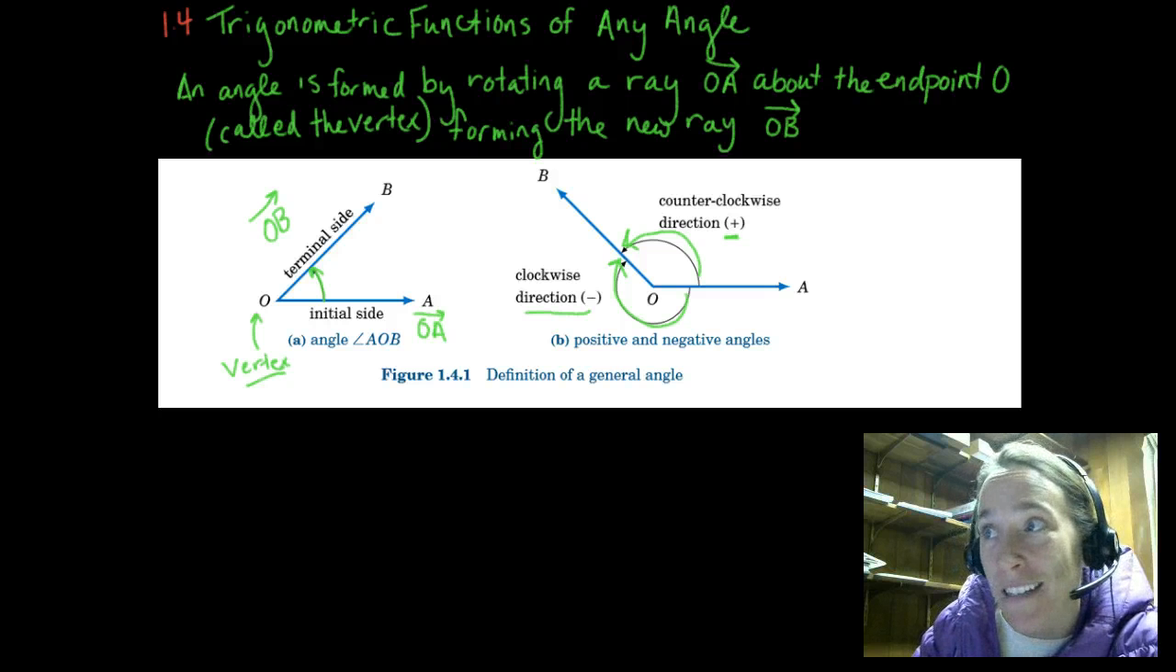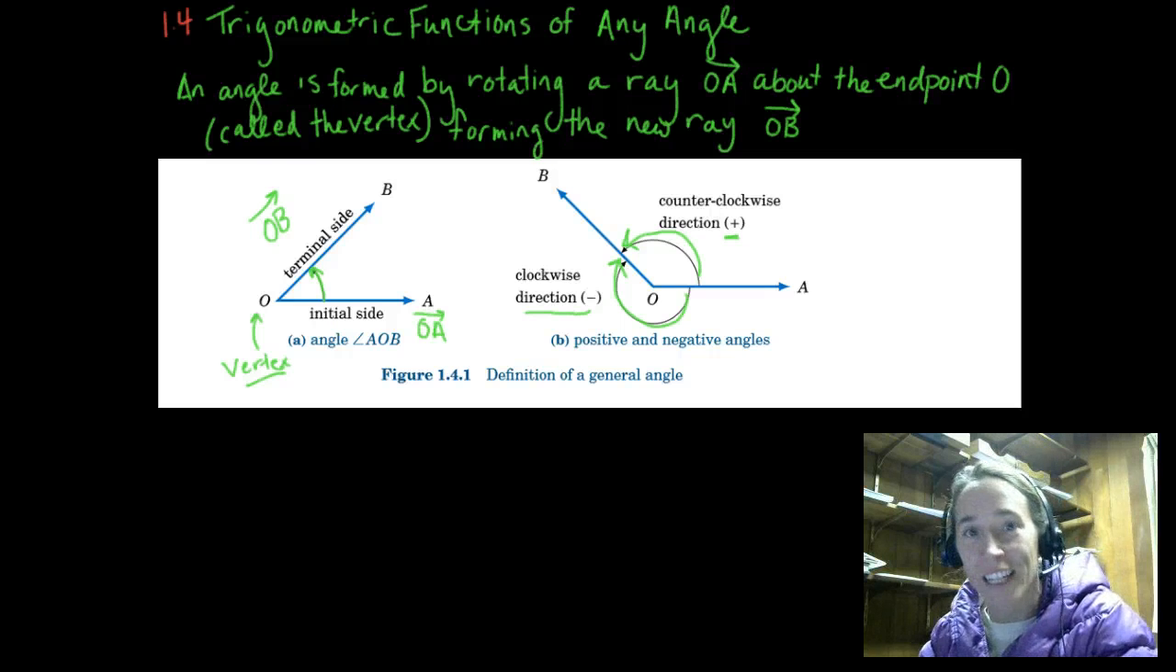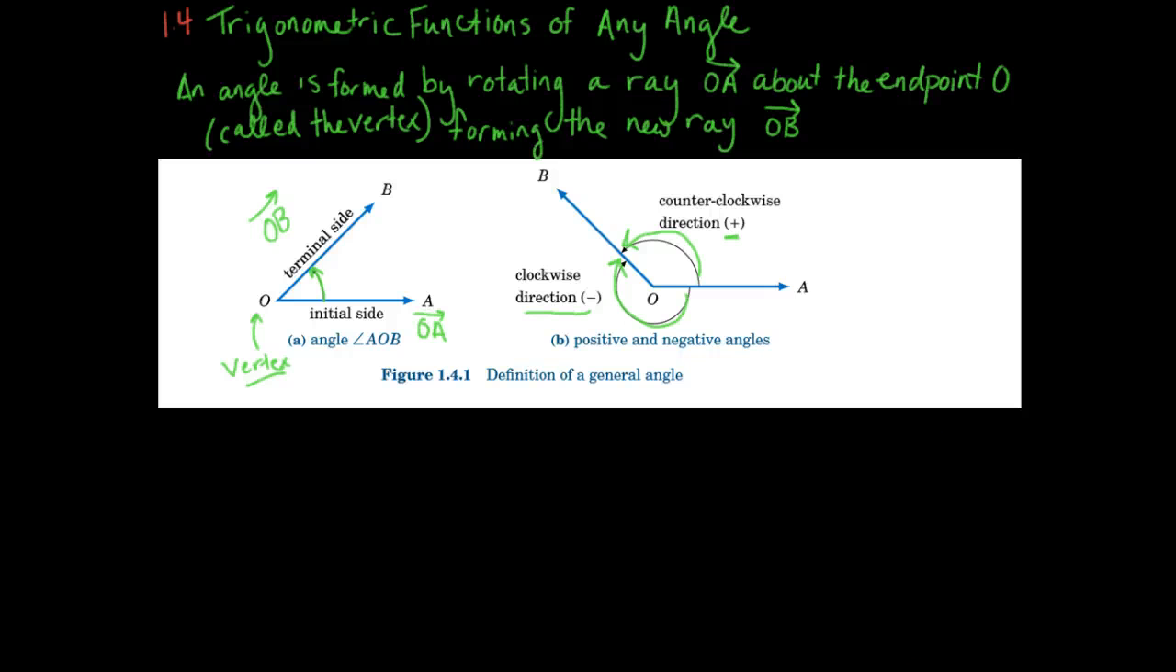Okay? Lesson 1.4 is trigonometric functions of any angle. An angle is formed by rotating a ray OA about the endpoint O called the vertex. So it forms a new ray OB. Now, the reason why this section is called trigonometric functions of any angle is because before in 1.2 we were dealing with trigonometric functions of an acute angle. This includes any angle. We can have negative degrees like negative 270 degrees. We can deal with angles greater than 360, 390 degrees. We can deal with 195 degrees and so on.